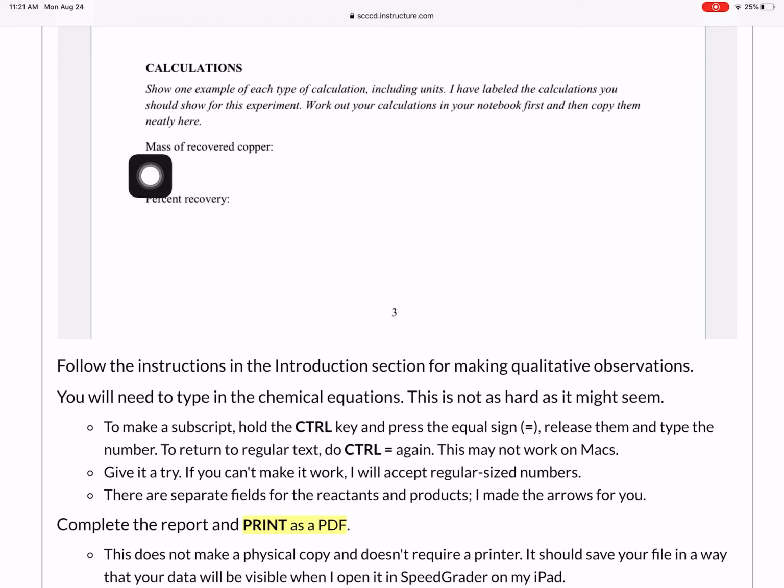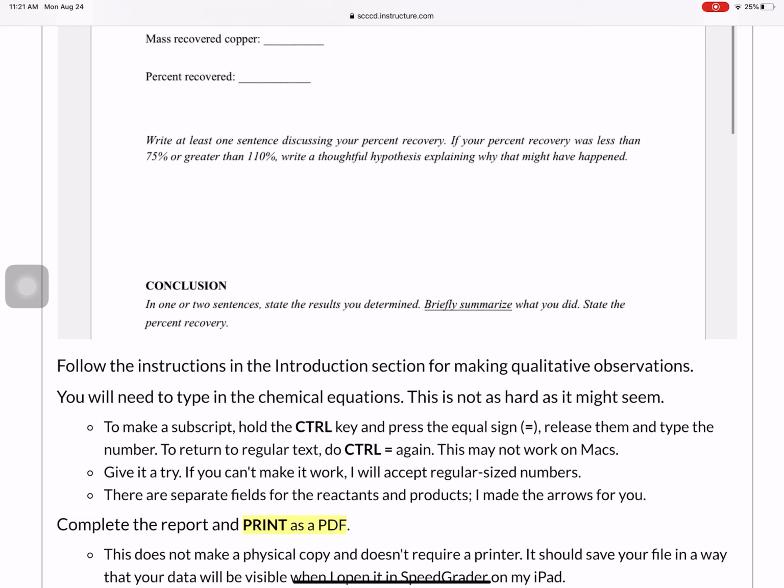Calculations on mass of recovered copper, that's just some subtracting. Percent recovery, again, also pretty simple calculation. I did leave these as fillable boxes because these would not be too hard to type in, but if you want to write them by hand, that's fine as well.